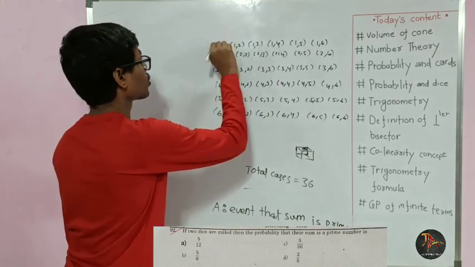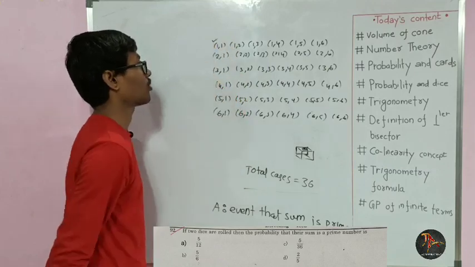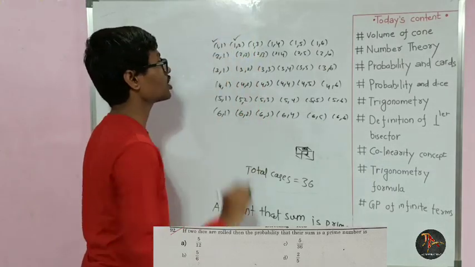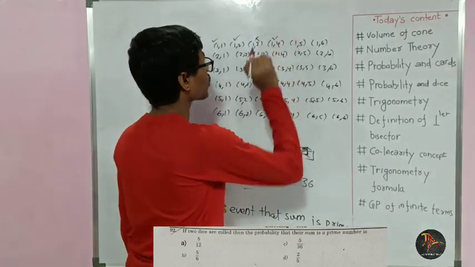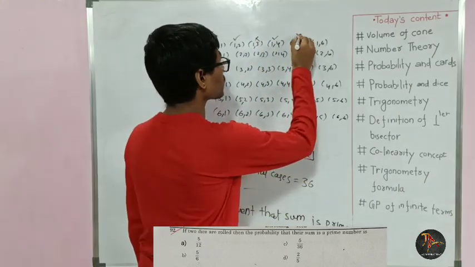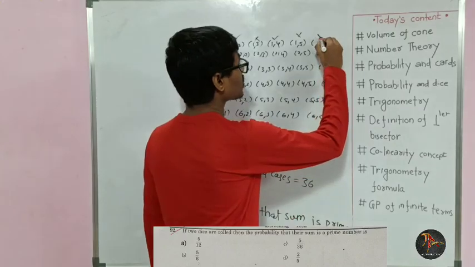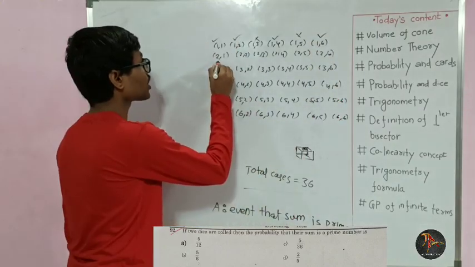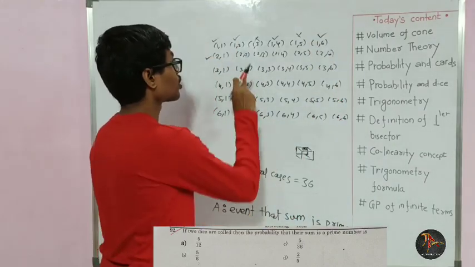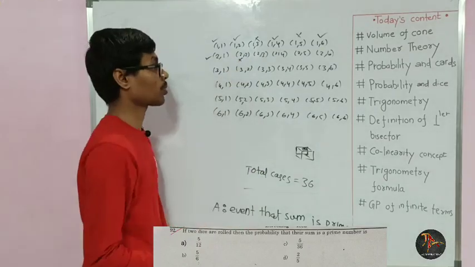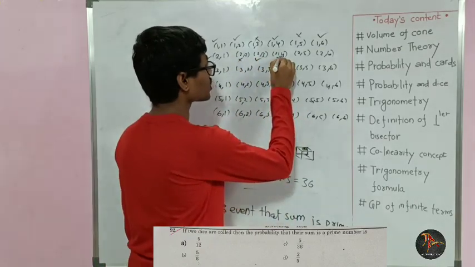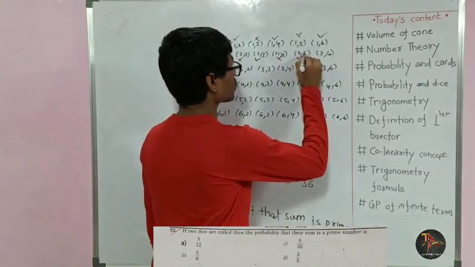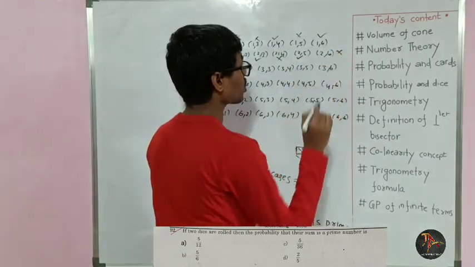1 + 1 is 2, it is a prime number. 1 + 2 is 3, a prime number. 1 + 3 is not prime. 1 + 4 yes, it is prime. 1 + 5 no. 1 + 6 it is a prime number. Now 2 + 1 yes, it is prime. 2 + 2 is 4, not prime. 2 + 3 is prime. 2 + 4 is not prime. 2 + 5 is prime. 2 + 6 is not prime.